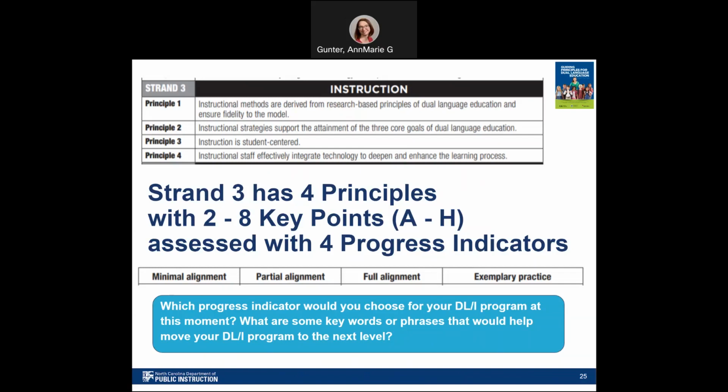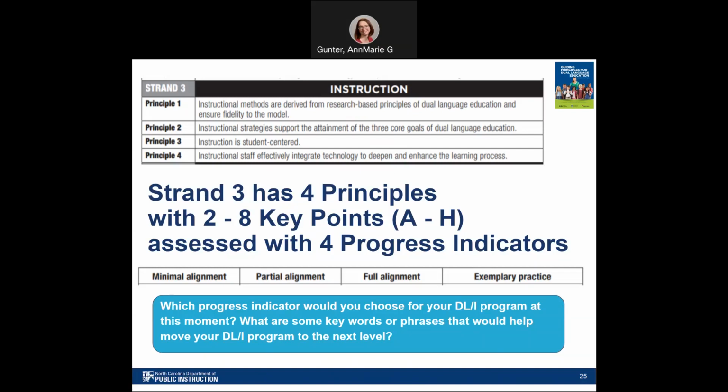So, 2 key questions. Which progress indicator would you choose for your DLI program at this moment? Remember, there's those 4, from minimal alignment to exemplary practice. And what are some keywords or phrases that would help move your DLI program to the next level? Because when we reflect on our programs, especially using a tool like this, we want to think about where we are, that's the first question, but also where we want to be. We want to move forward or make progress in some fashion.